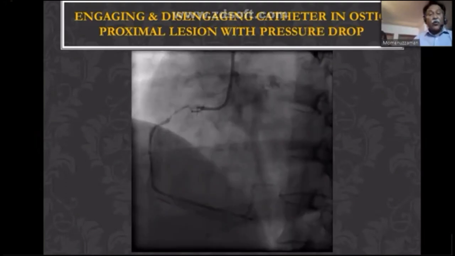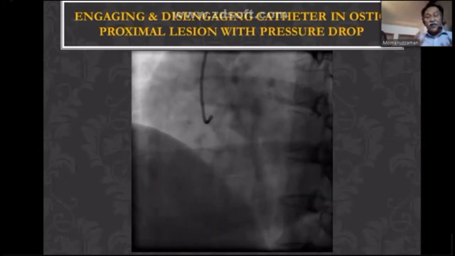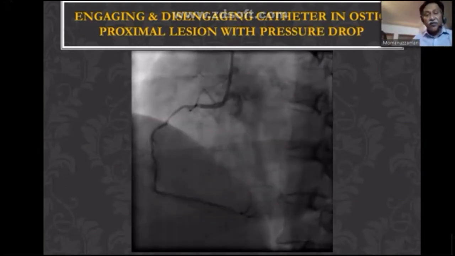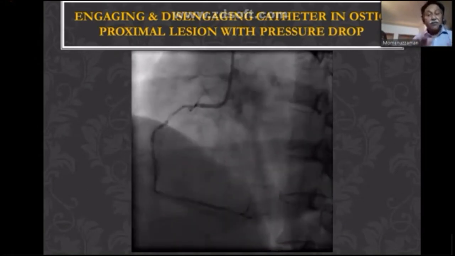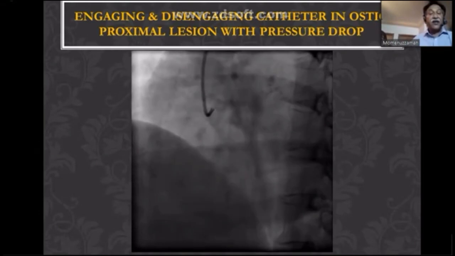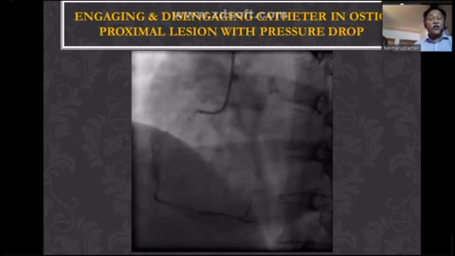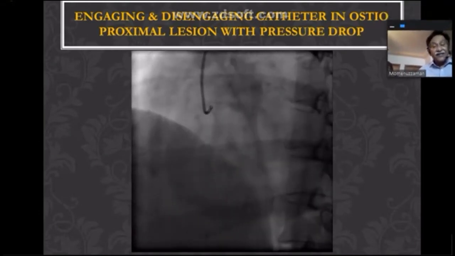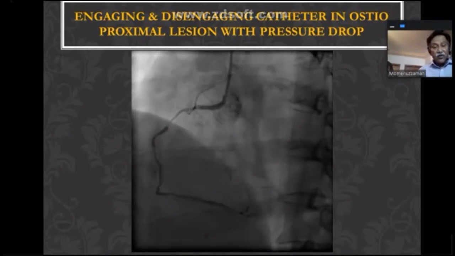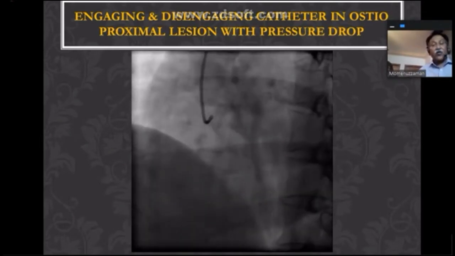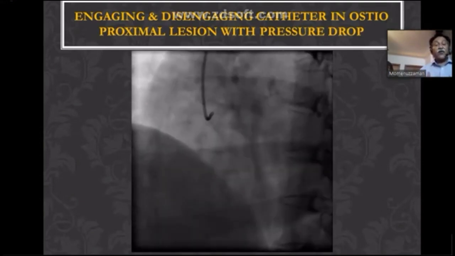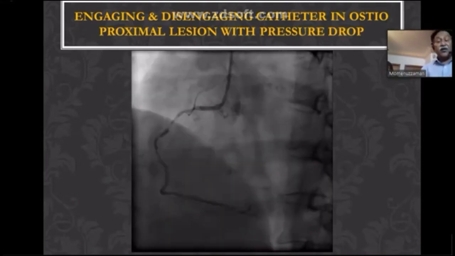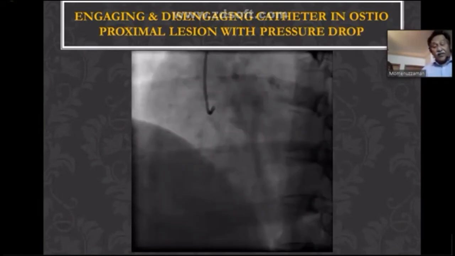Sometimes you may think that the vessel is diseased from the ostium. Once you place the catheter at the ostium, there is damping, hypotension, bradycardia. So in that case, you need to quickly engage and disengage. With a clockwise rotation you engage, and with an anticlockwise rotation you disengage. This way, you can avoid unnecessary ischemia of the right coronary artery.